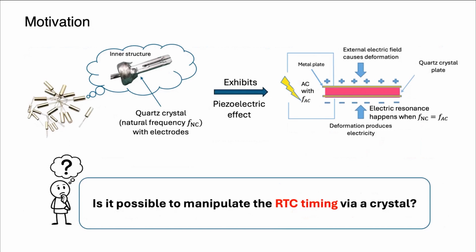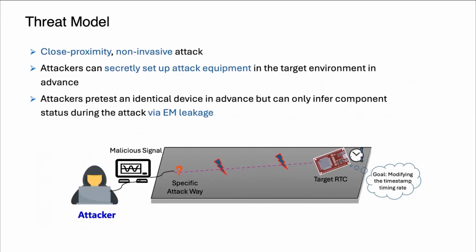This work aims to reveal a new security vulnerability: the timing accuracy in RTC circuits is vulnerable to interference, leveraging the crystal's piezoelectric effect. To make sure the attack strategy is practical, we assume the attacker can only infer the targeted device's RTC working conditions by observing leaked EM signals and perform a close-proximity, non-intrusive attack nearby.